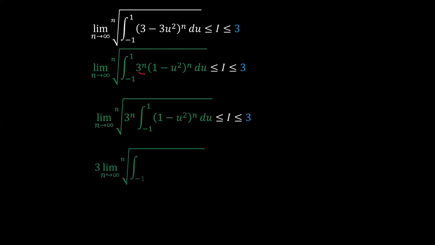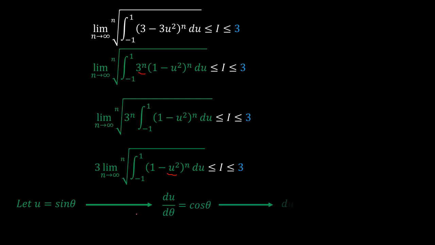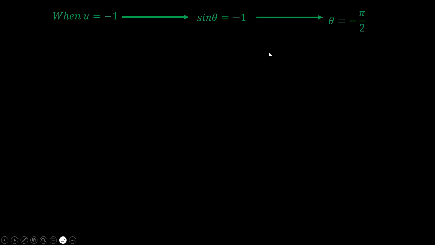And the nth root of that is 3. So we have 3, the limit of n tending to infinity of the nth root of the integral from u equals negative 1 to u equals 1 of (1 minus u squared)^n. So we can now replace this with sine theta. So letting u be sine theta, that means that du d theta is cosine theta. And so du can be replaced with cosine theta d theta. Looking at the limits, when u equals negative 1, that means that sine theta is equal to negative 1. And so theta is equal to negative pi over 2. When u is equal to 1, that means also that sine theta is equal to 1, and therefore theta is equal to pi over 2.